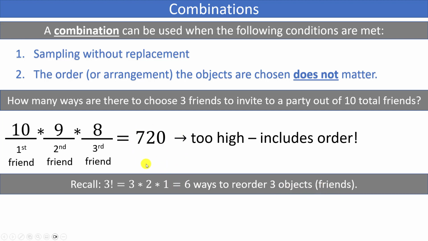So that's the factor that we have to adjust this number by to get rid of the order, right? The way we do this is we take that number and divide it by how many ways there are to reorder those 3 friends, which ends up being 120. So all together, there are 120 different ways to choose 3 friends to invite to a party out of 10 total friends.